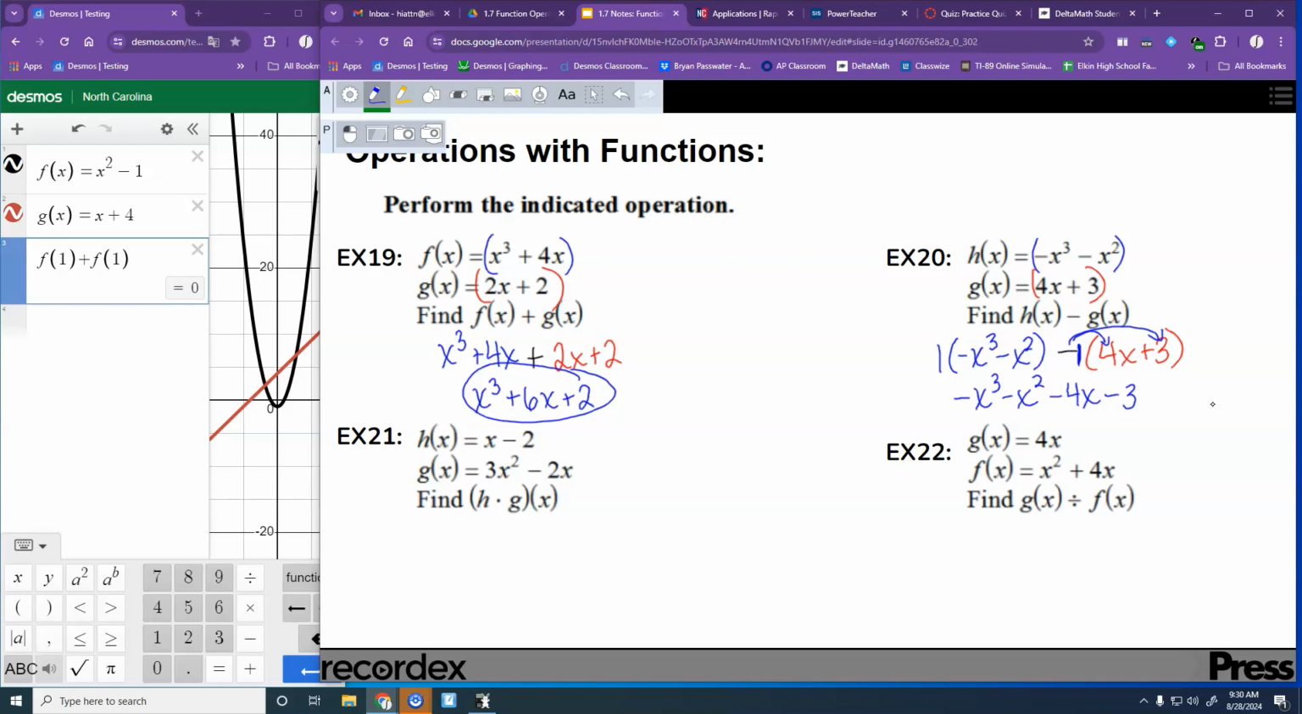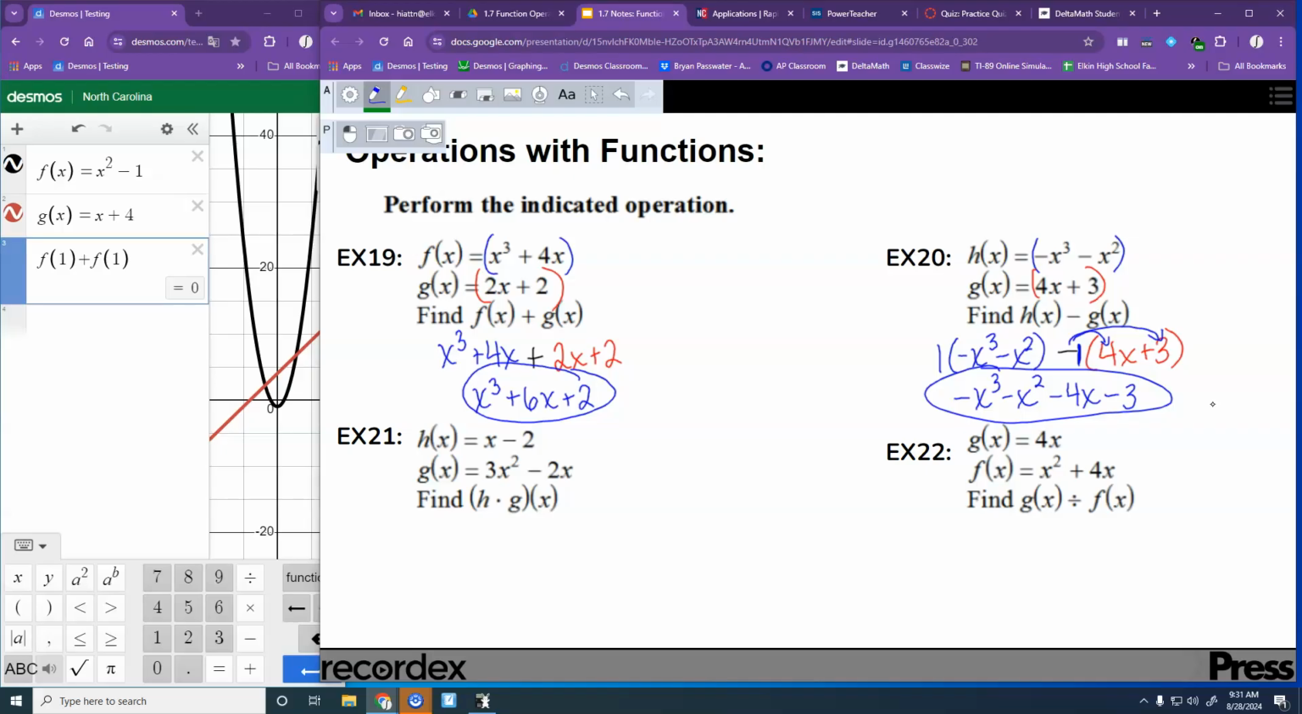Do I have anything I can combine? I do not. Your exponents have to be the same to put those together. So I can't put x to the third and x squared together. So this would just be my answer. This big long thing here would be my answer. Okay. Questions? Okay.